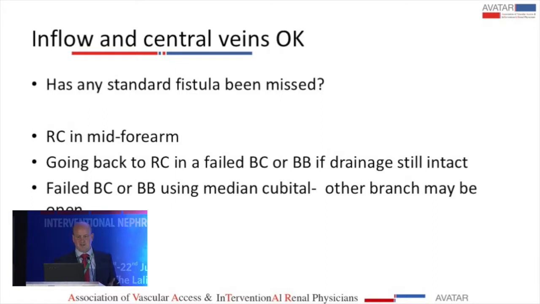First thing to think about: has anybody missed a standard fistula? And the main ones that are often missed are the mid-forearm radiocephalic, which has been discussed today. Going back down the arm, it seems counterintuitive for people, but it can be done. If you're careful about the runoff still being intact, you can go backwards down the arm.